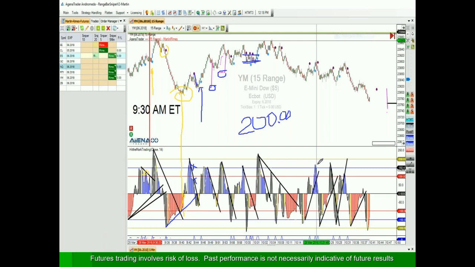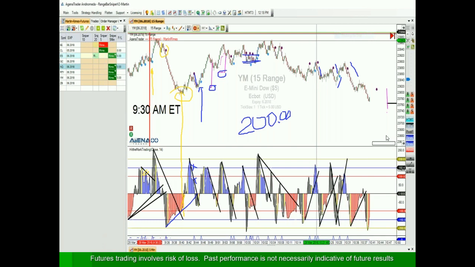So diagonal trendline break here, it says go short. Diagonal trendline break here, it says go short. Here's one here, it says go long. Here's one here, it says go short. Well, that's a nice trade.